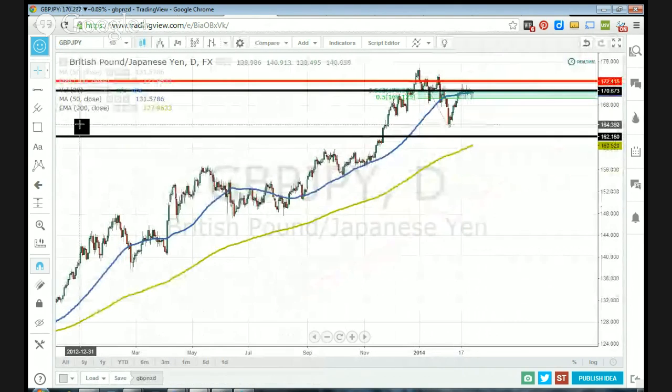Pound Yen. Well, this could be an interesting short.